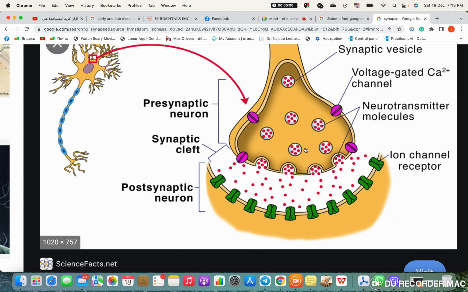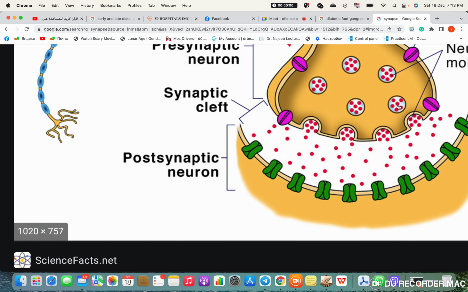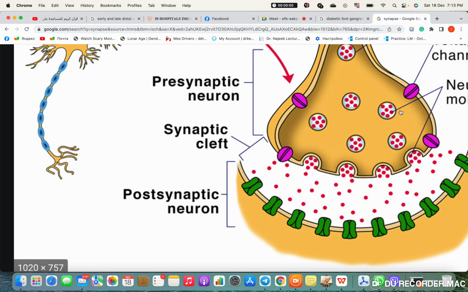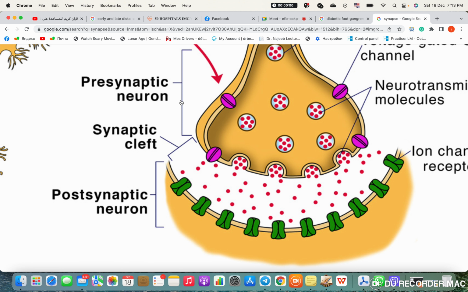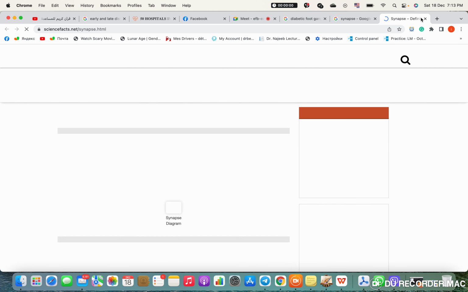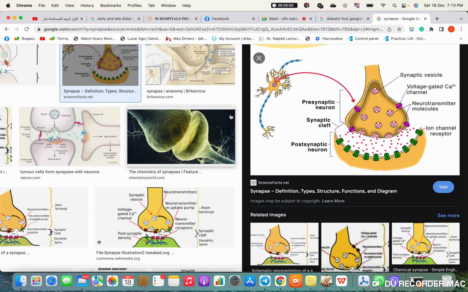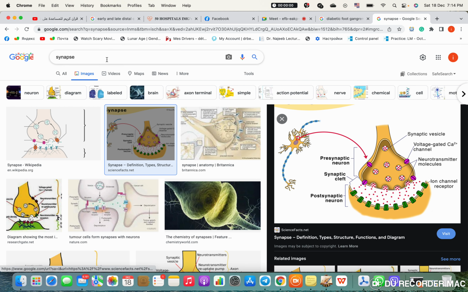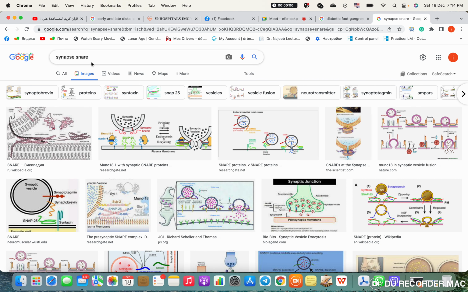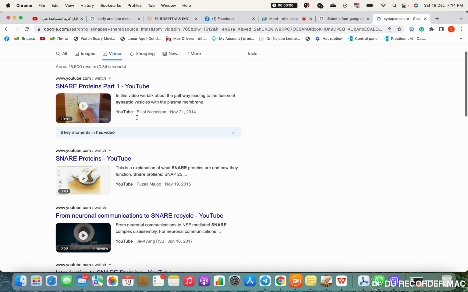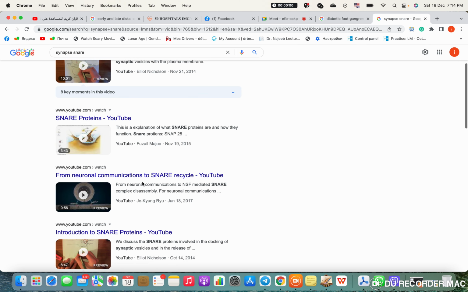SNARE proteins are proteins that are responsible for moving the vesicles, which contain the neurotransmitter, from the presynaptic cleft lumen to the presynaptic cleft wall to be released, of course. So these are the SNARE proteins' responsibility. Again, the SNARE protein responsibility is to move the vesicle inside of the presynaptic cleft to its end junction. Okay? So I hope it makes sense.